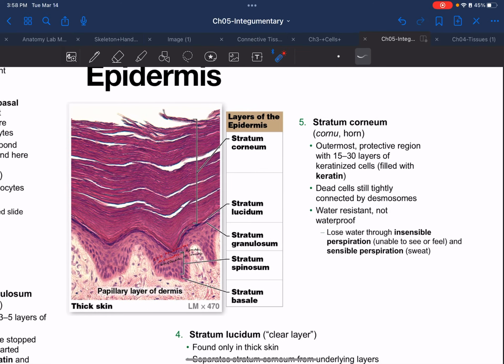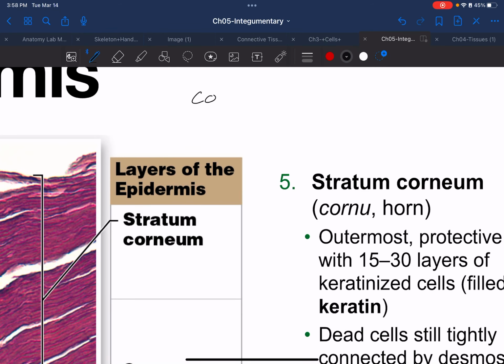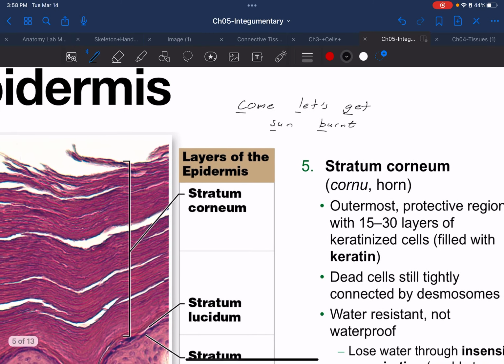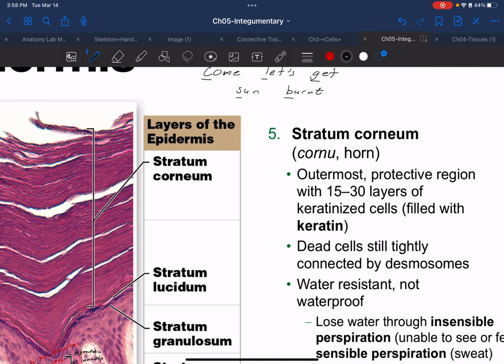And if you want an acronym for this, try to remember: Come, let's get sunburned. You want to use the first letter here: corneum, lucidum, granulosum, spinosum, and basal. I still use it all the time, and it's really useful.